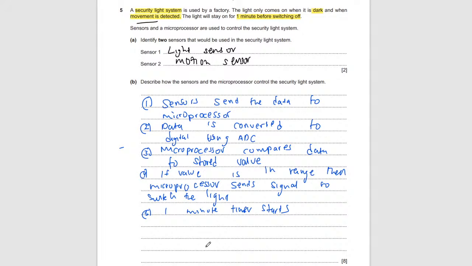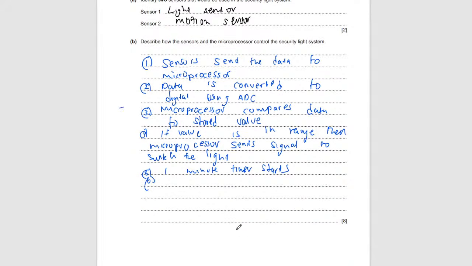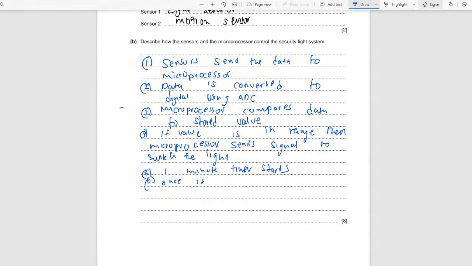So basically that will give you 1 mark there, saying 1 minute timer starts. That will give you that 1 mark there. Then after that you can say once timer finishes, you can say once timer ends, you can say something like that. So once when timer ends, then microprocessor sends signal to switch off.